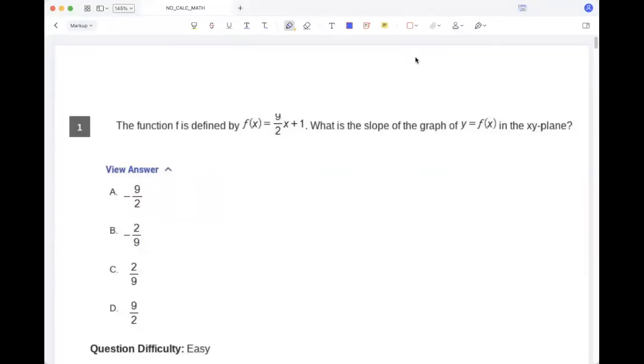Question 1. The function f is defined by f(x) = (9/2)x + 1. What is the slope of the graph of y = f(x) in the xy-plane? So this is given in the form of y = mx + c, where m is the slope of the line. So that would be 9/2, option D.